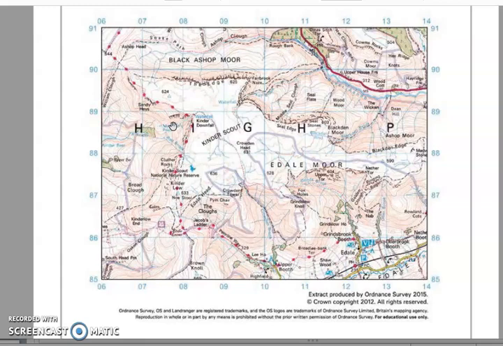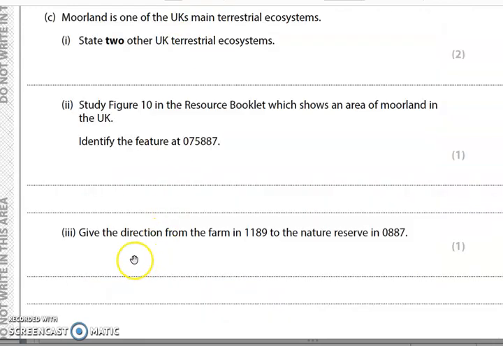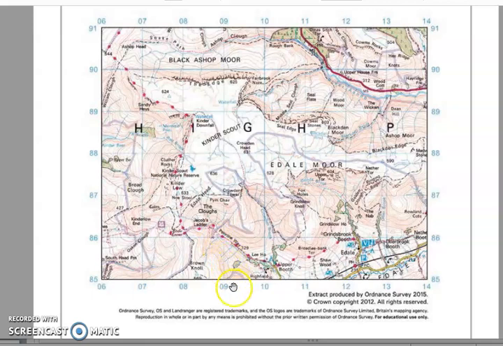The other question relates to direction. Give the direction from the farm in 1189 to the nature reserve in 0887. So here you'd need to have a look at what the symbols are for these, and then be able to find them within these grid squares. So if we have a look in 11, so we go along to 11, we go up to 89, and then we're looking for a farm here. Now when you look in here, you can't actually see anything that says farm, but there is a little building here, and the name for it is here, Upper House Farm.